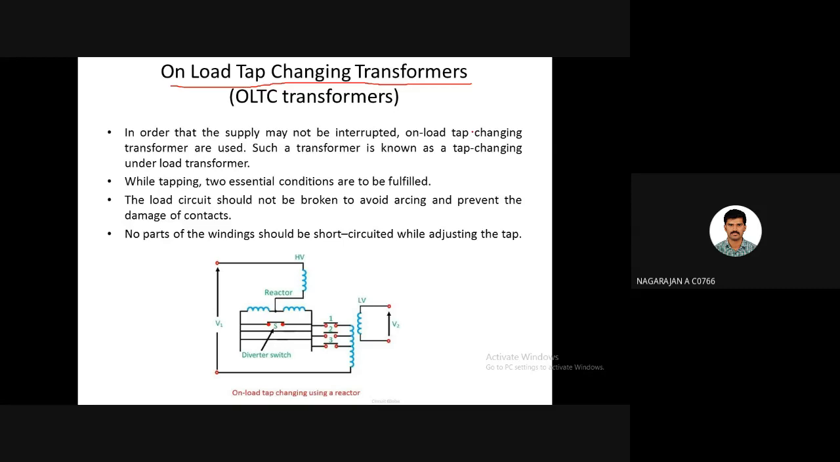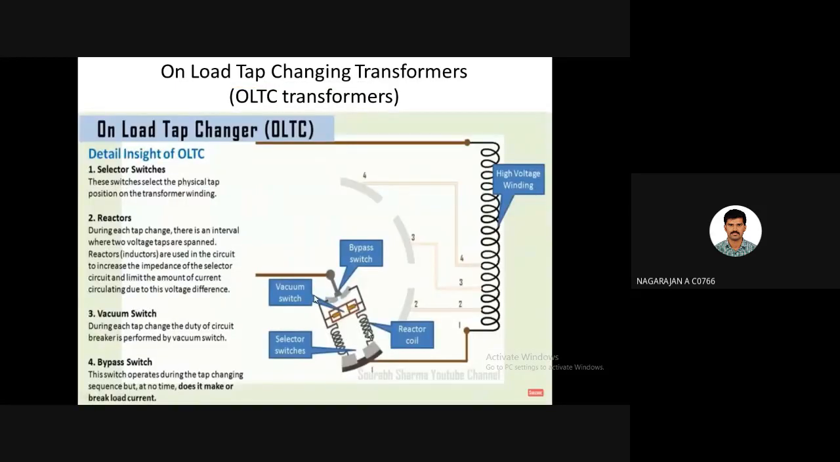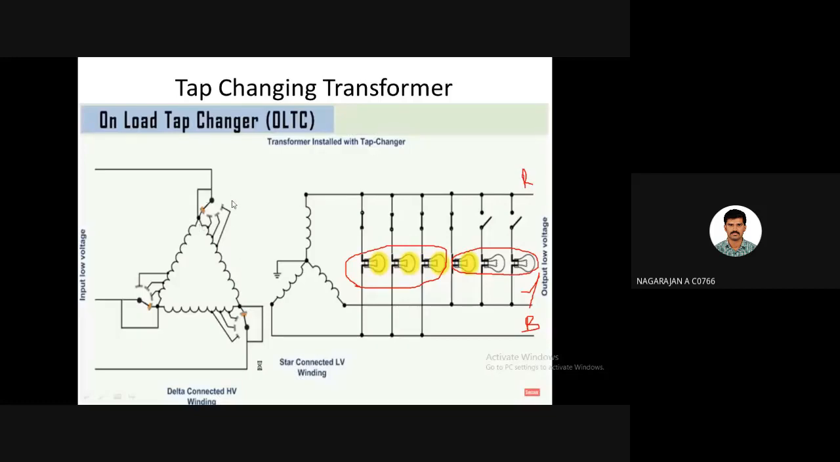Sorry, you don't need to disconnect the circuit. At the time of working itself, you can change the tapping of the transformer. Okay, so it has 3 parts: reactor, diverter circuit, and switches, tapping. Okay, so it has 3 tappings: 1, 2, 3, and this is a diverter switch, and this one is a reactor. Okay, so always these tappings are provided in the high voltage side.